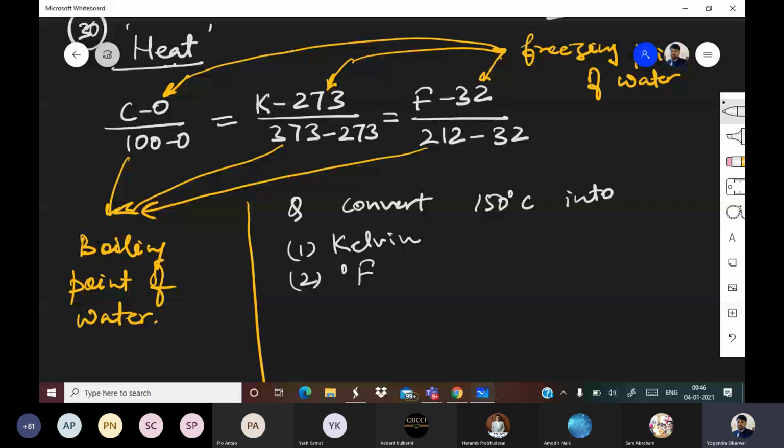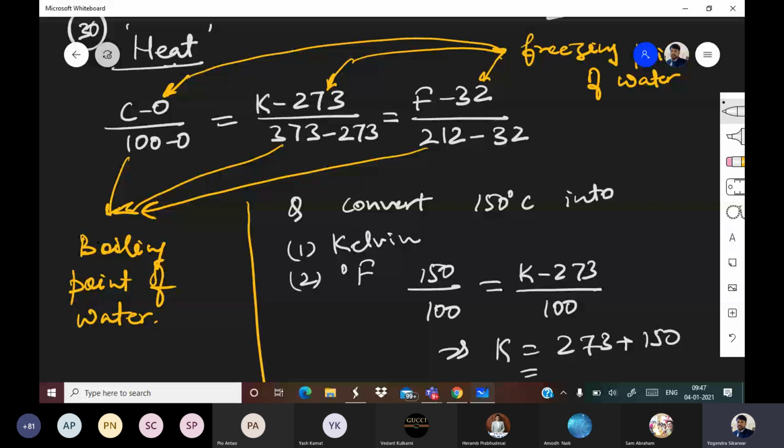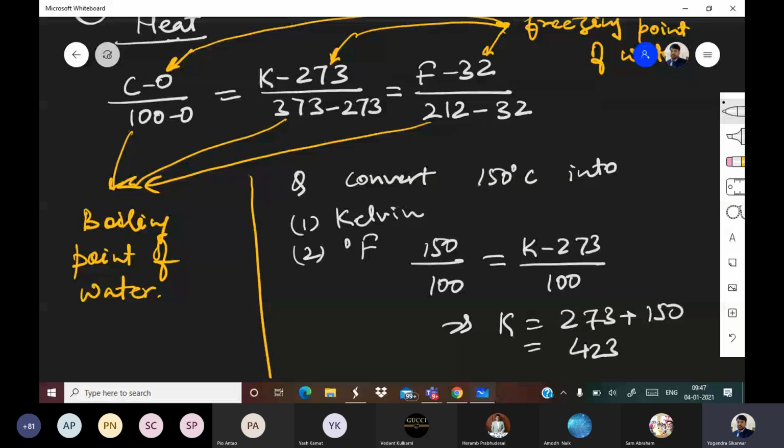Okay, everyone, pay attention. 150 upon 100, because I have put C equal to 150, and that should be equal to (K minus 273) upon 100. So that gives us K equal to 273 plus 150, so that will be 423. So in Kelvin, that comes out to be 423.